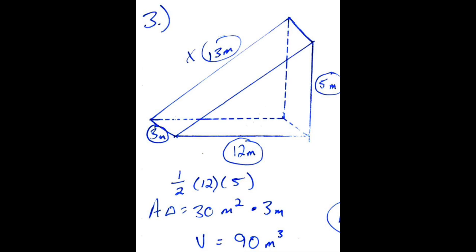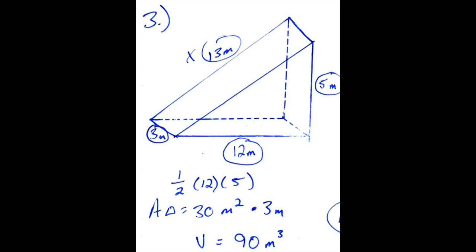So we're going to start by finding the area of our triangle face. So we're going to take 1/2 times our base, which is 12, and the height of our face, which is 5. So when we crunch that out, that comes out to about 30. So now we know the area of the triangle face is 30 meters squared. So now we just need to multiply by the height, so in our case 3 meters. So that means that our volume of the prism is going to be 90 meters cubed.